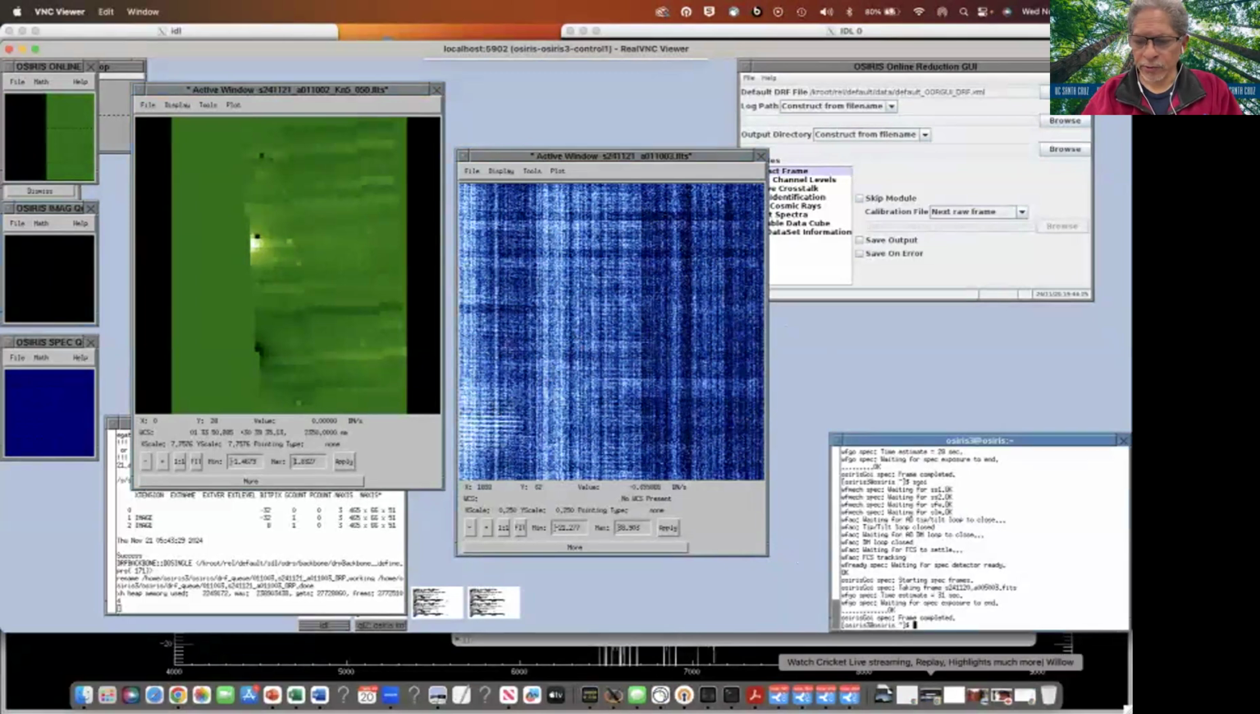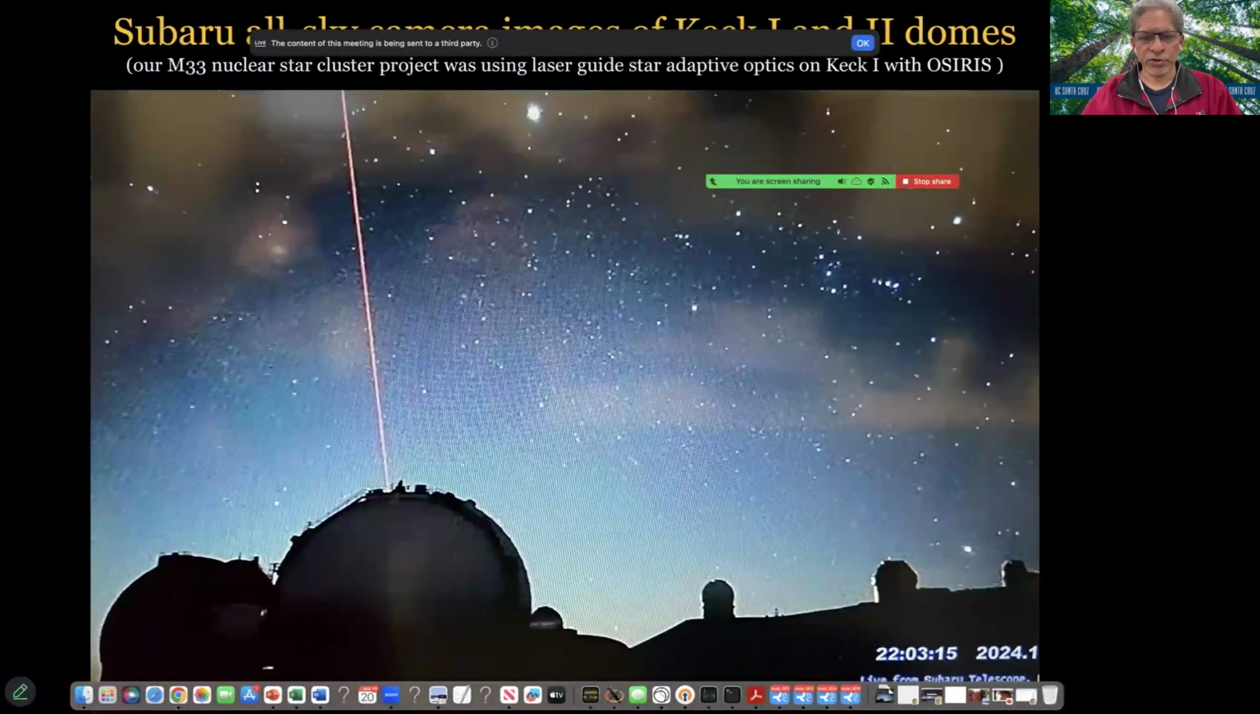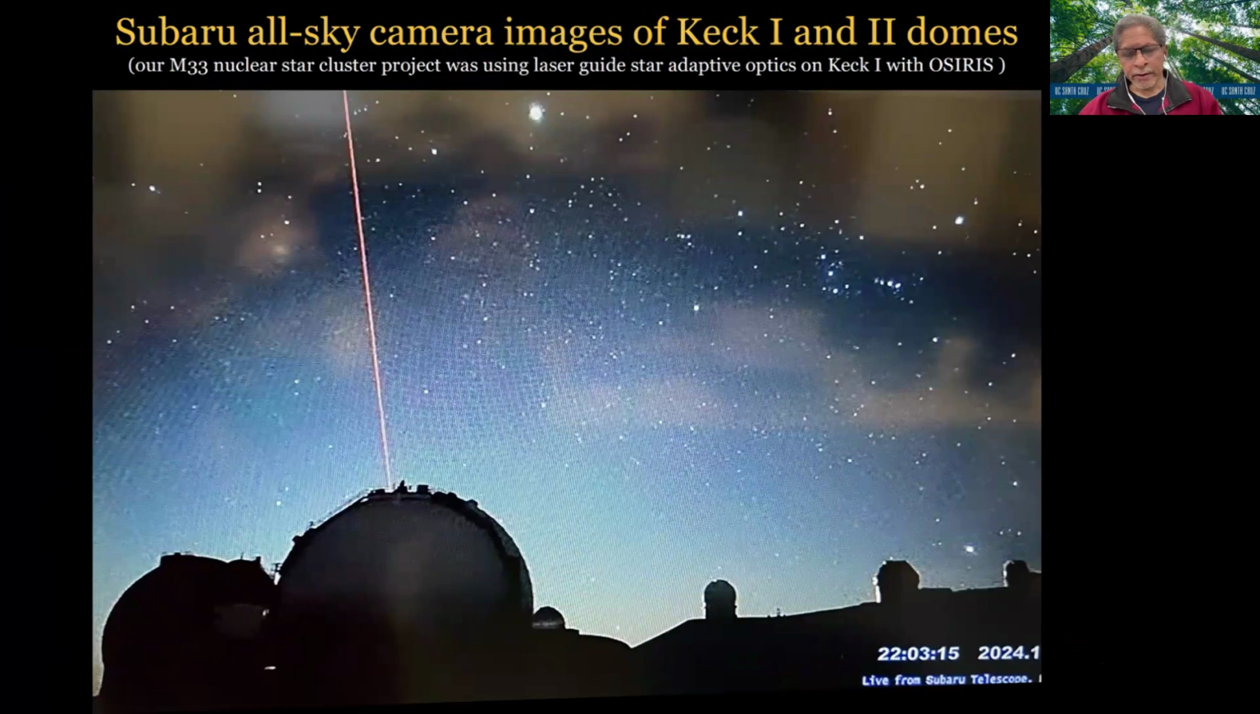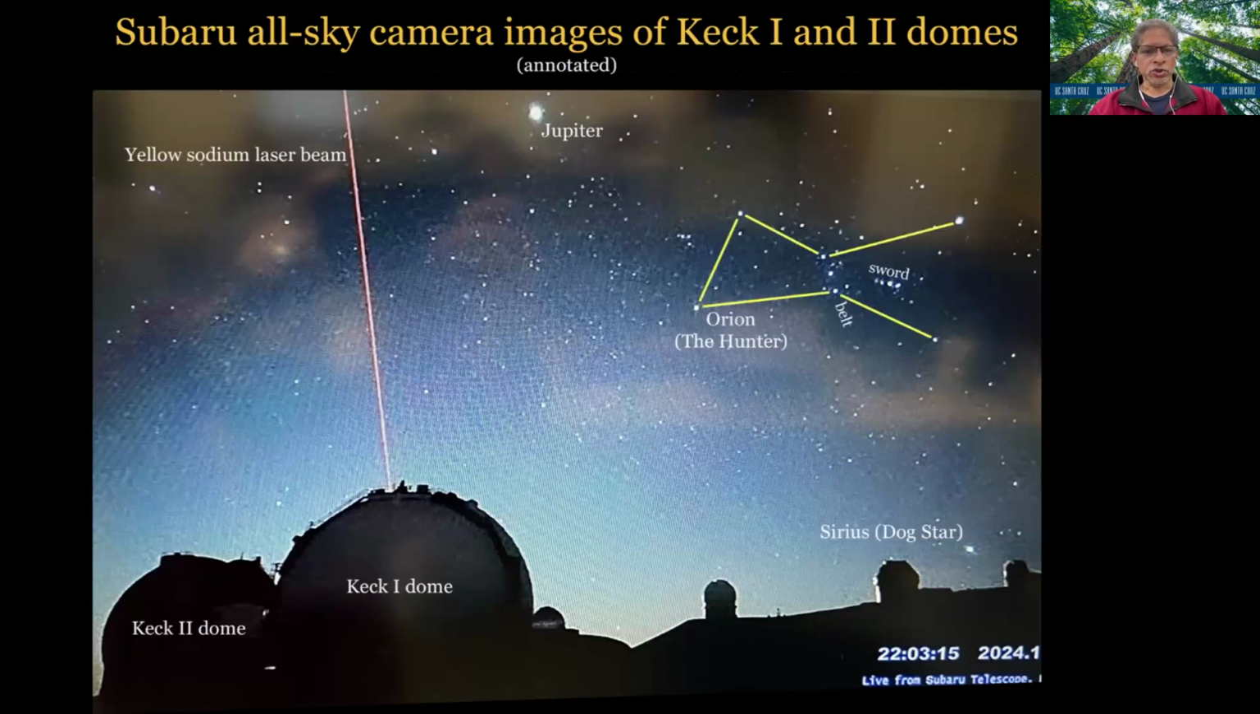But I wanted to also show you this screen. This is last night, an image from the Subaru all-sky camera. This is the Keck I telescope. I'm going to show you the annotations with and without. Keck I, Keck II, you can see the domes. This is the sodium laser shining out of the Keck I dome. That's Jupiter right there.